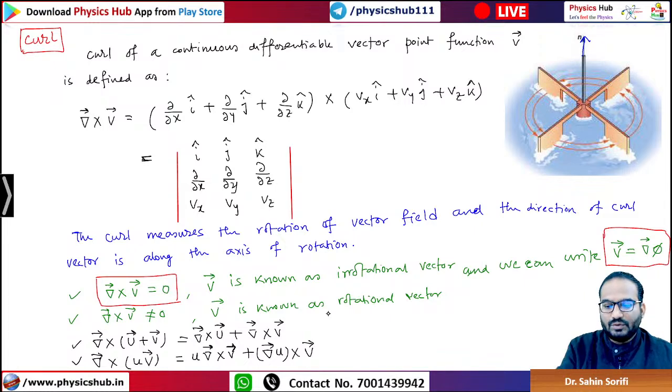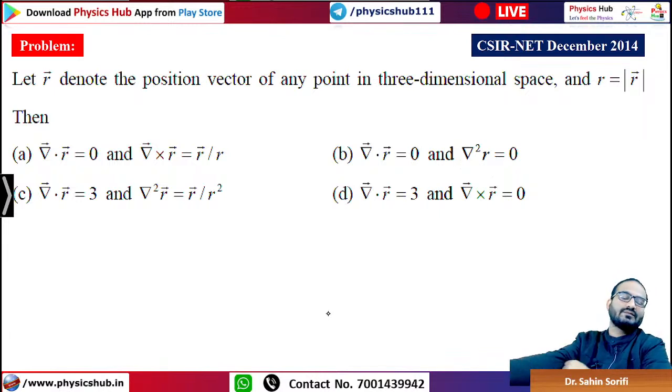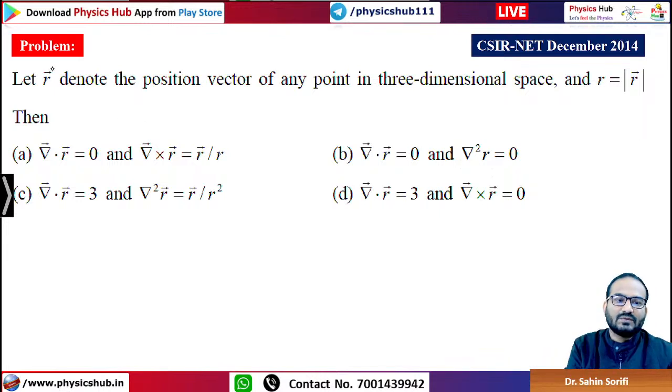Okay, let me give you one problem based on this. So this problem came in December 2014, very simple problem. This kind of problem used to come previously. Nowadays also some questions come which are extremely easy. Okay, let R denote the position vector of any point in three-dimensional space. r is the magnitude of R. Then which of the options is correct? How will you solve this problem?